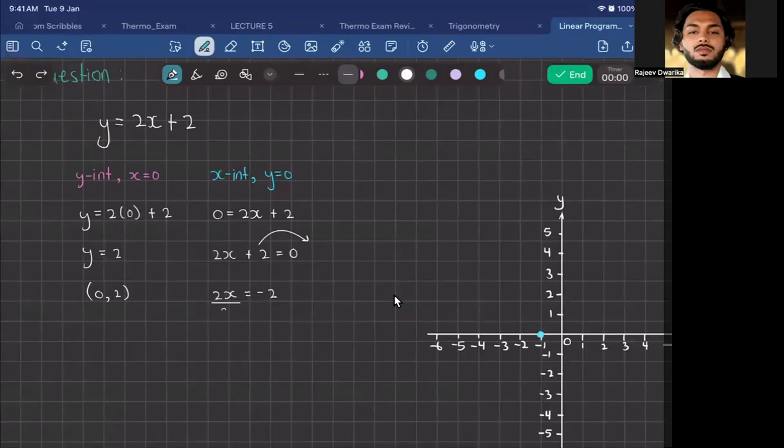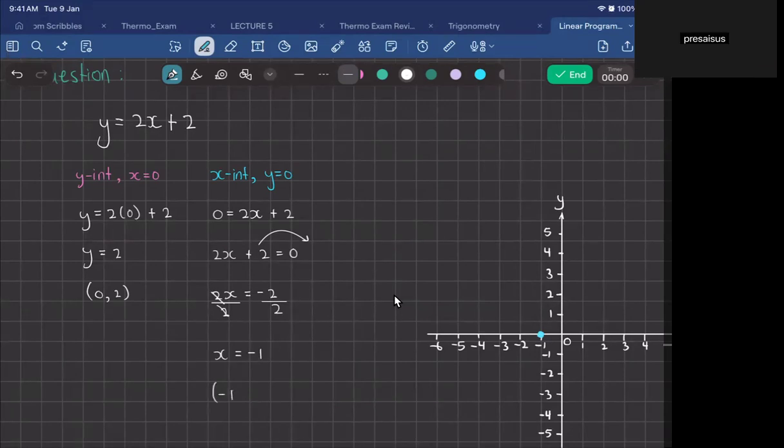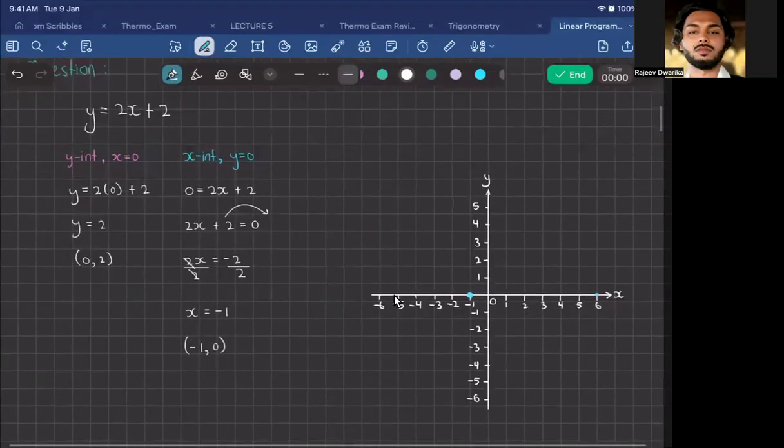So you'll divide both sides by 2. Gonna cancel all those 2's, right? And x will be equal to what? Negative 1. Right. So what would the point be? Negative 1, 0. Right. Now we could go across and plot these points.